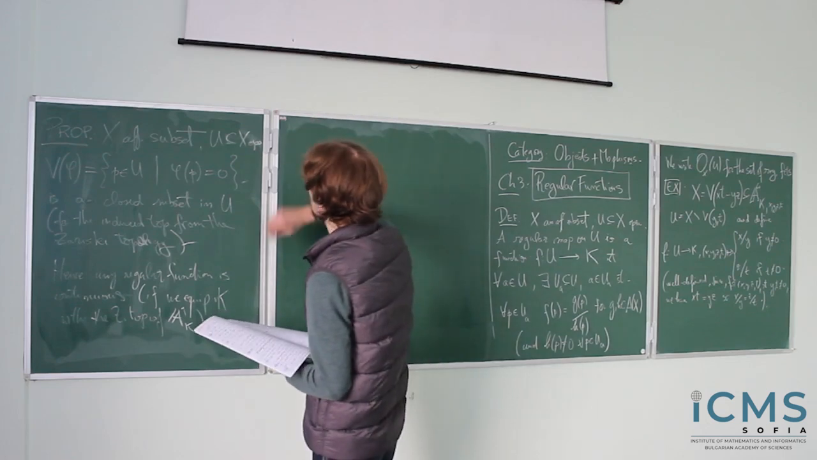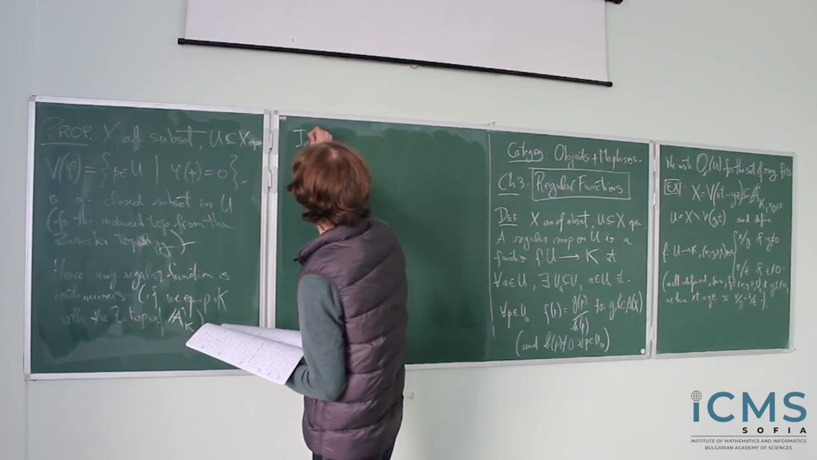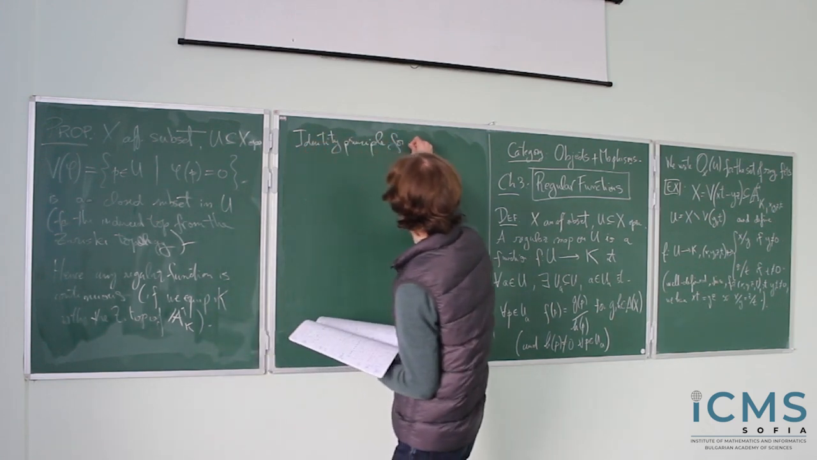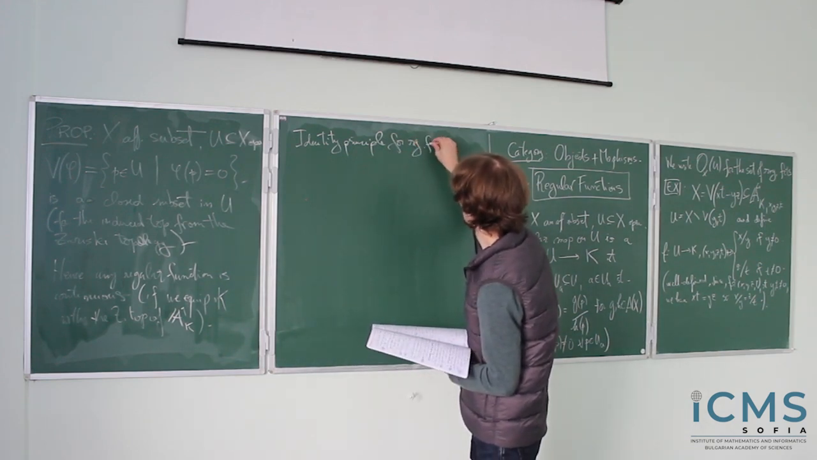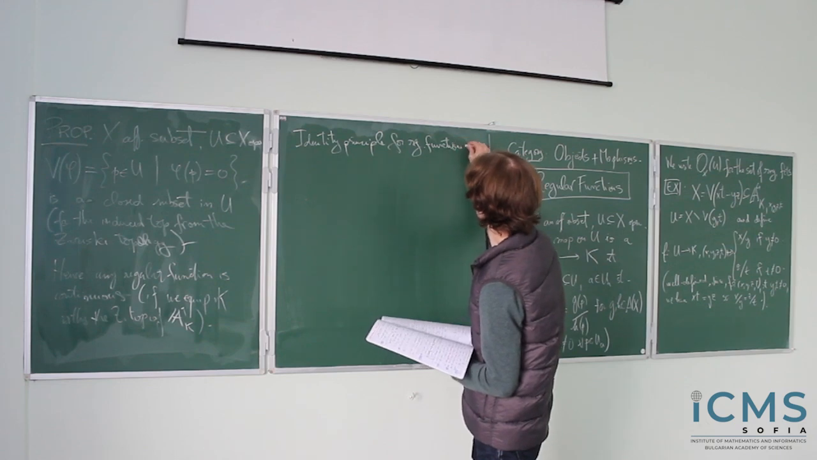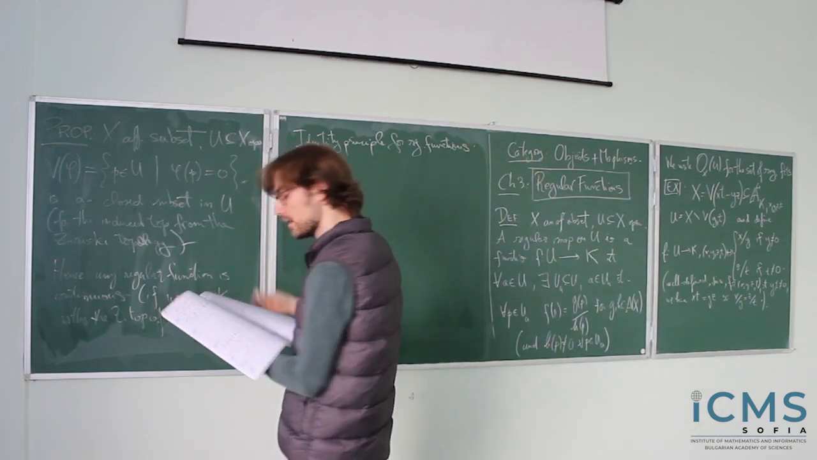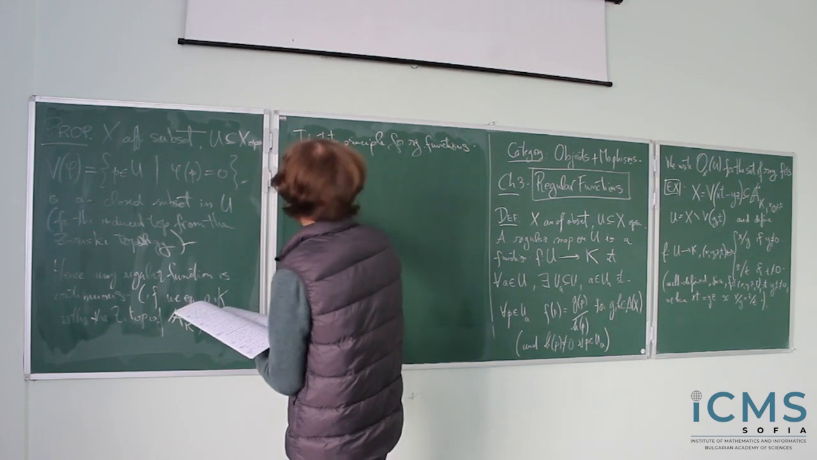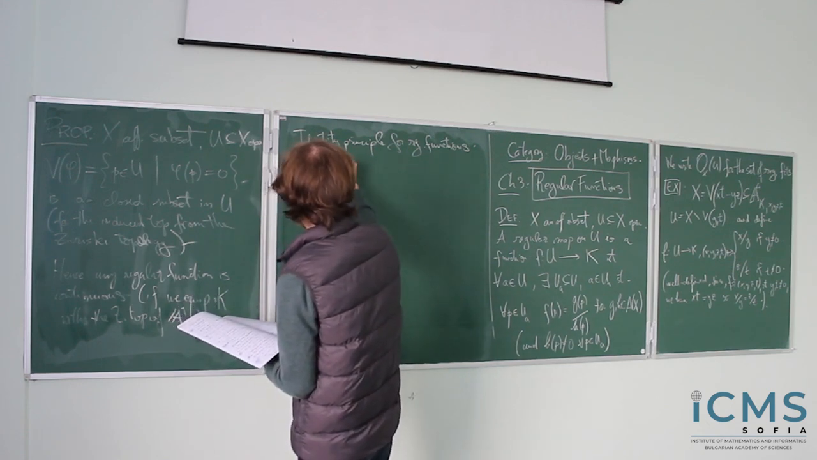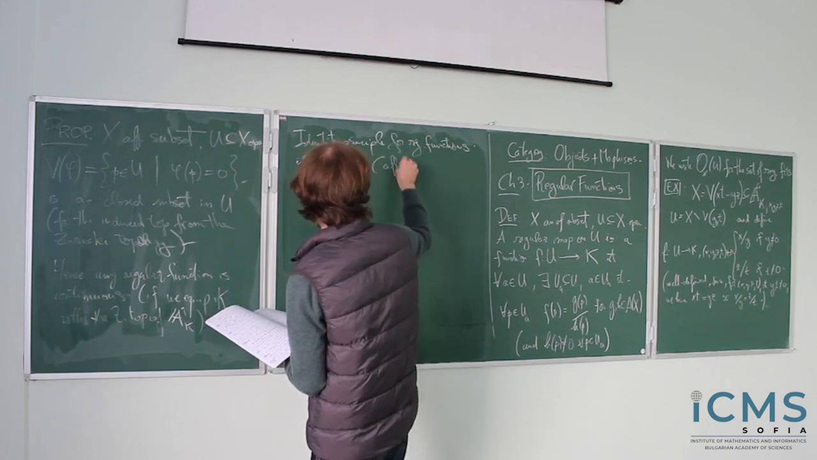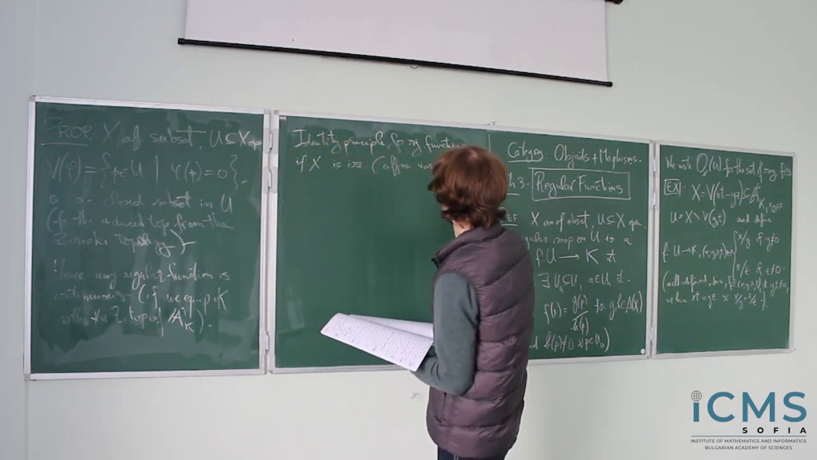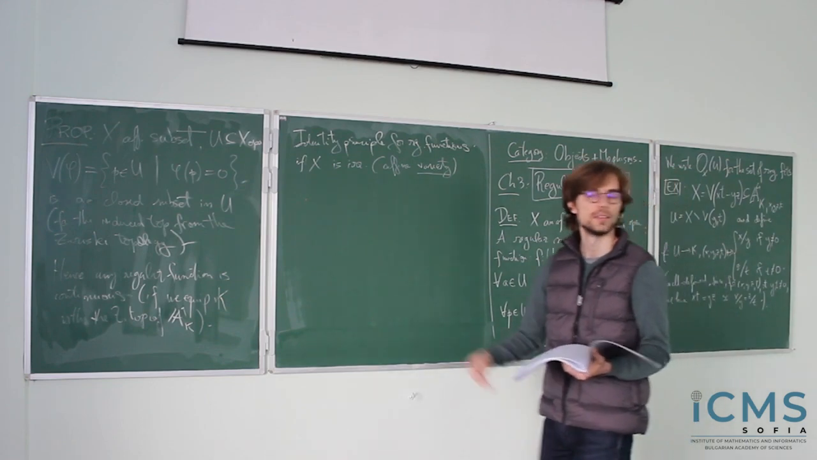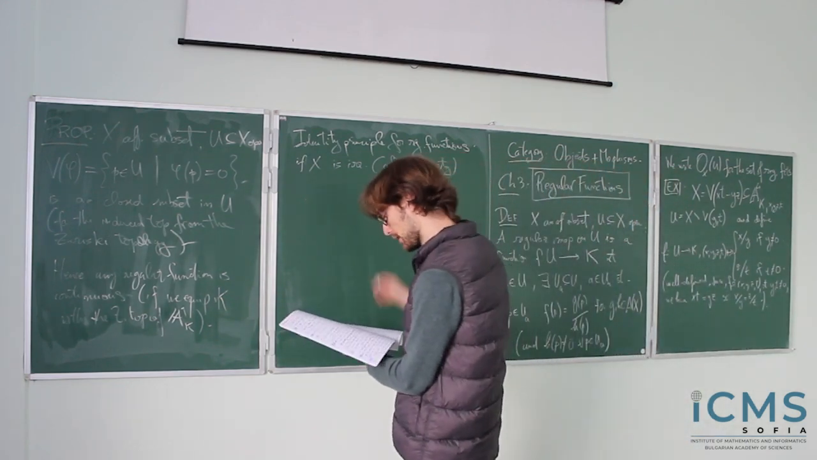Now, there's also an identity principle for regular functions. And it goes simply like this. Now we come back to irreducibility. This is the main point. So if X is irreducible, so this makes it an affine variety. Okay, so variety is generally reserved for irreducible affine subsets.